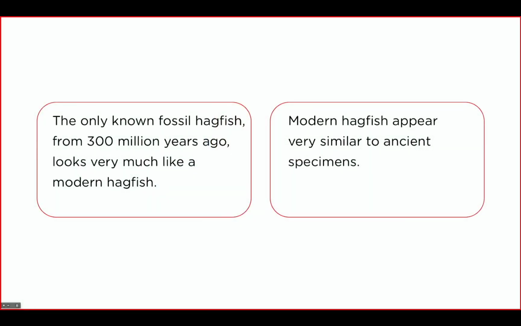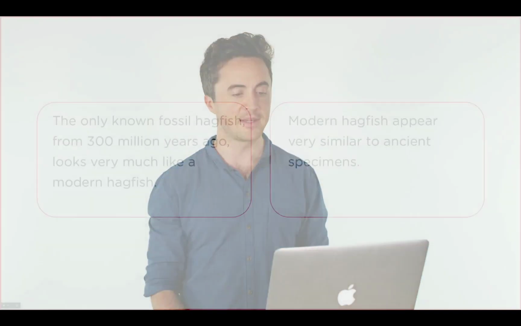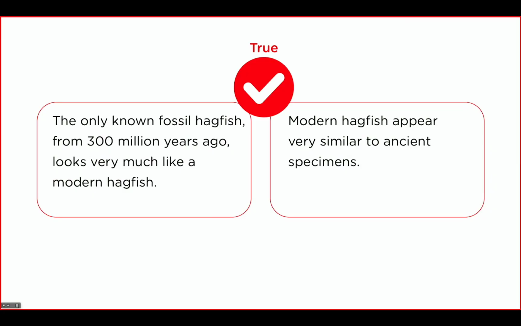What does this mean? Well, true's quite straightforward. Take a look at this example here. The only known fossil hagfish from 300 million years ago looks very much like a modern hagfish. This statement says modern hagfish appear very similar to ancient specimens. It's saying the same thing but using different words. It's not contradicting, therefore it's going to be true.